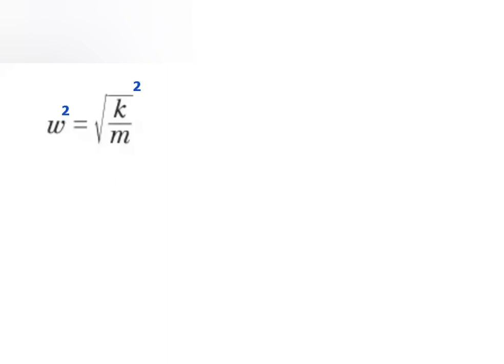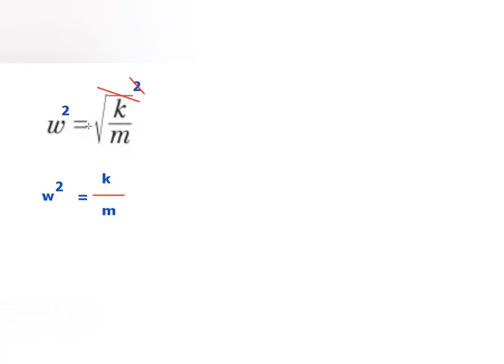Now, a square root and a square are opposite of each other. So this one and this one will be removed together. I end up with w squared equals k over m. Now, I'm going to write it here. So w squared equals k over m, like this, and a fraction line so I could know it's a fraction.